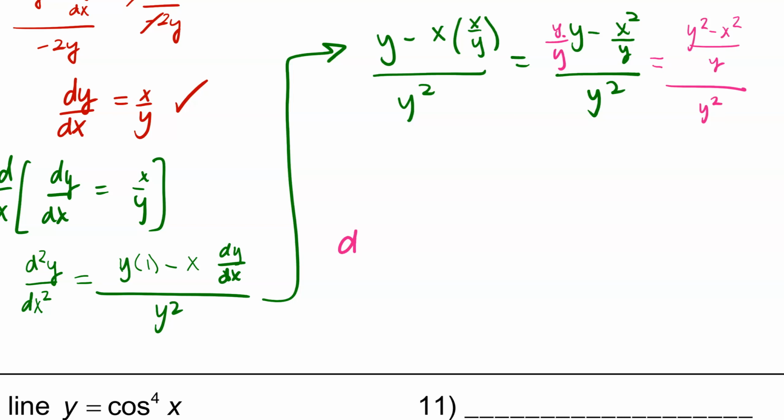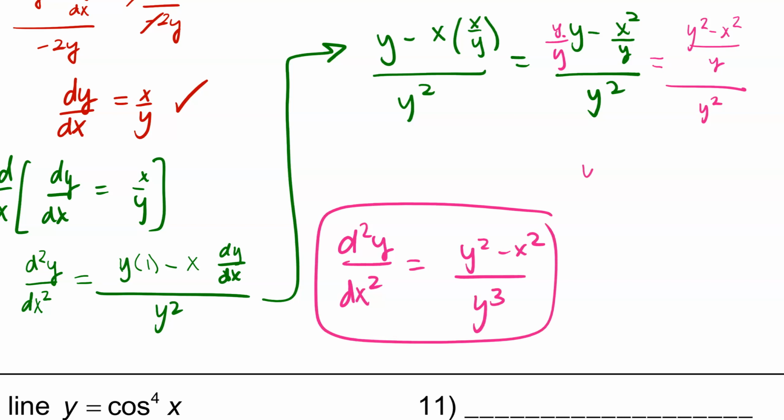So I'm going to write the answer first, then I'll describe how I got it, if we're confused. Think about if I have y squared minus x squared over y, instead of dividing by y squared, I can multiply by the reciprocal, 1 over y squared. Make sure we understand where that cube came from.